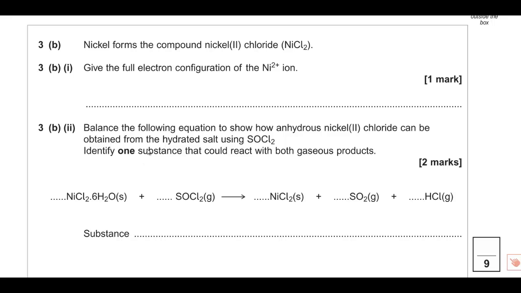Okay, going a little bit more out there now. Nickel forms the compound nickel chloride, NiCl2. Give the full electron configuration of the Ni2+ ion. This is an important one. You've got to make sure you don't get tricked out by this.